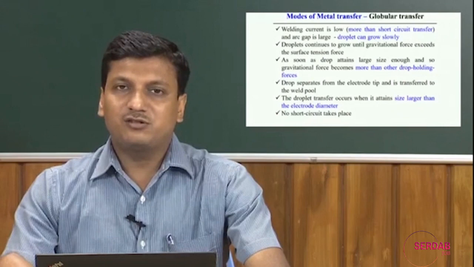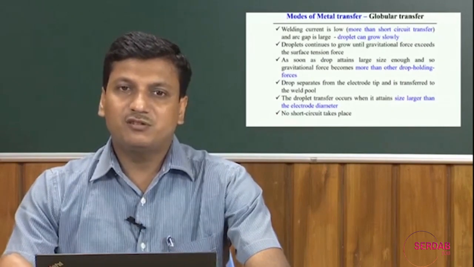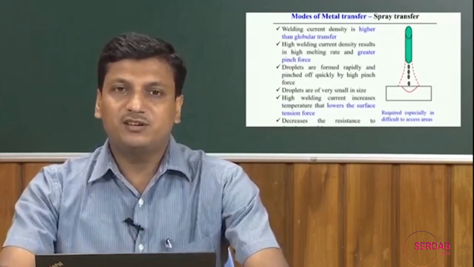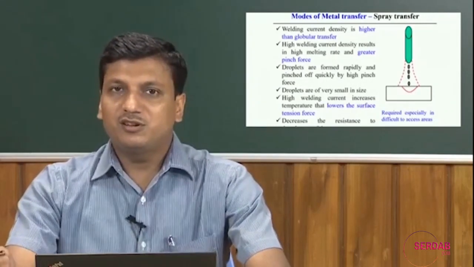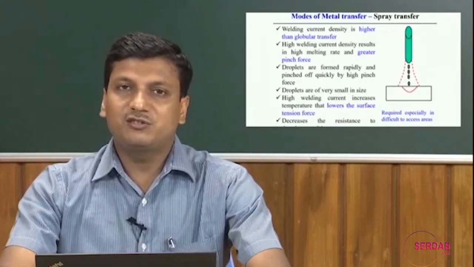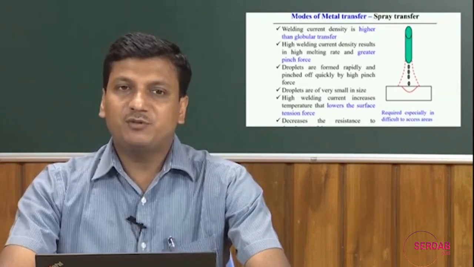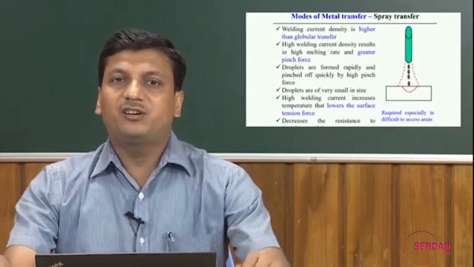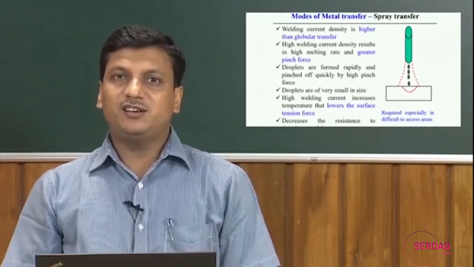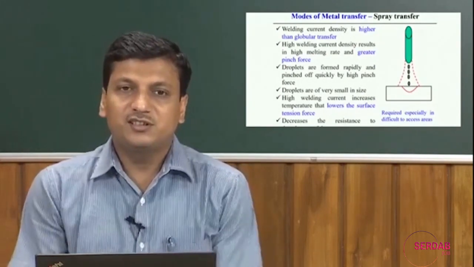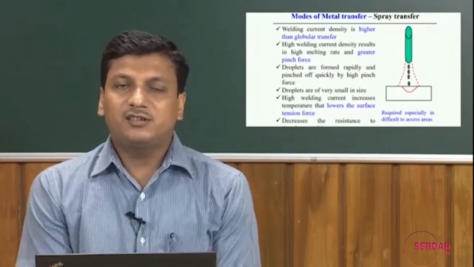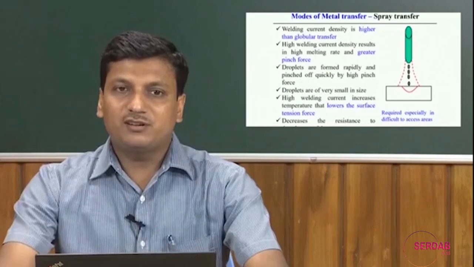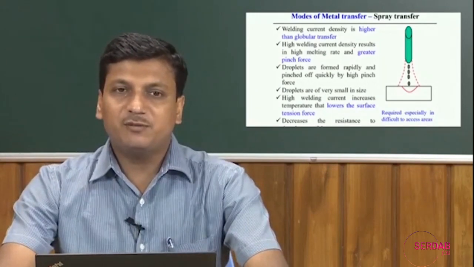Apart from short circuit metal transfer and globular transfer, there is another type of metal transfer we generally observe in the consumable welding process using a consumable electrode, and that is the spray transfer. In the spray transfer, what happens? In this case, different from the other two cases, there is a high welding current density as compared to the globular metal transfer.